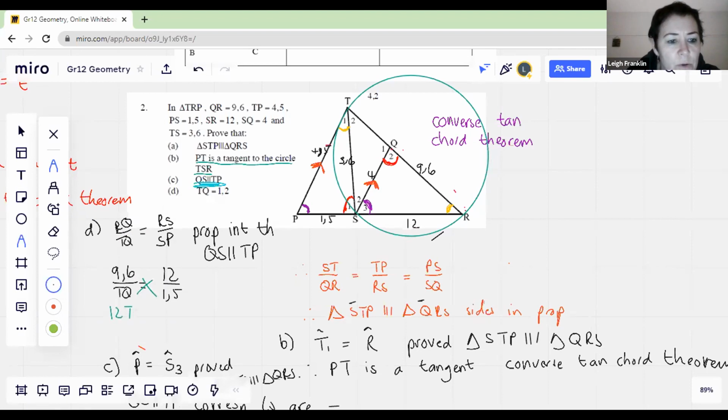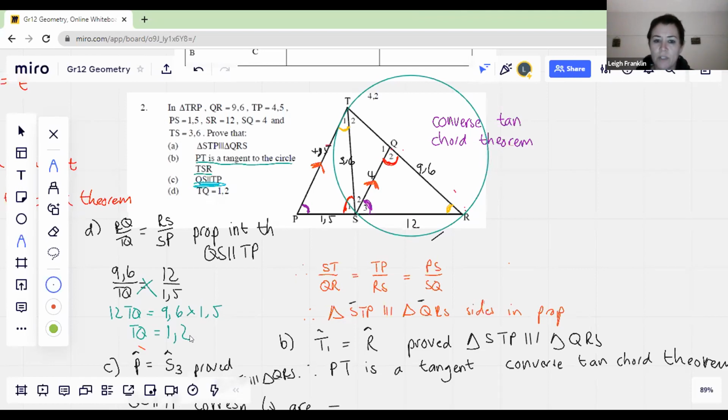Now we're going to have to cross multiply. So 12 TQ equals 9,6 times 1,5. And then we would have to say 9,6 times 1,5 divided by 12. And hopefully that gives us 1,2. I don't have my calculator with me. Can someone just check that I'm right, please? Is that right? Okay, thanks, Benedict. All right, so there we go.